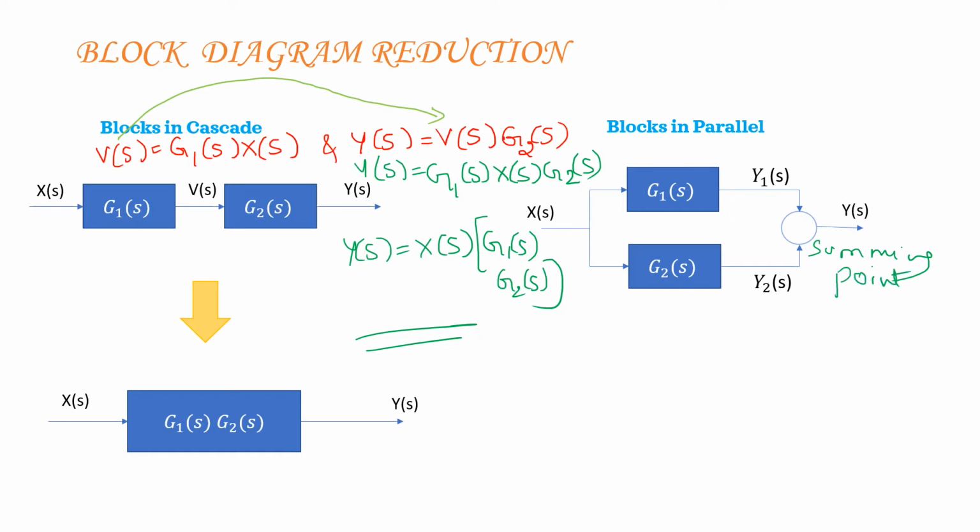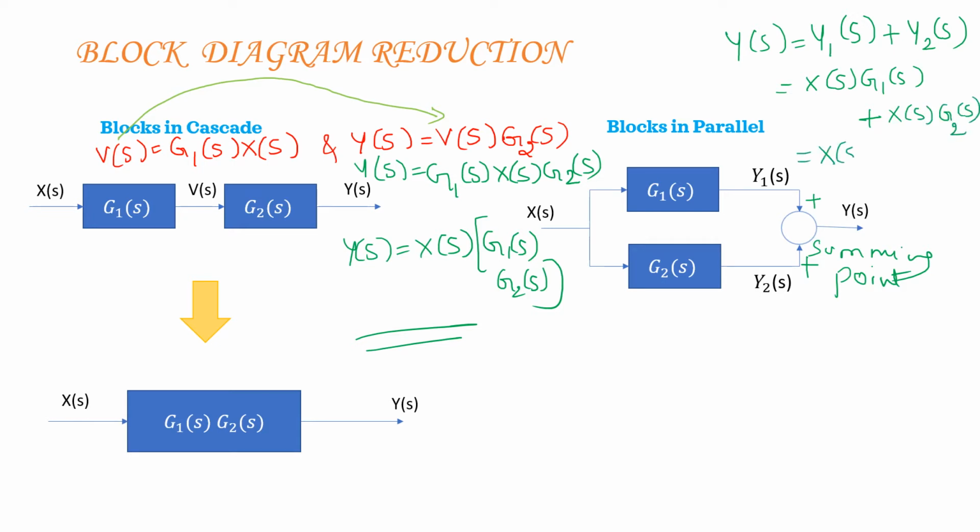Now, by default, if there is no sign given here, we just take it as plus. So what is Y of S? Y of S is equal to Y1 of S plus Y2 of S. Y1 of S is nothing but X of S into G1 of S, plus Y2 of S is nothing but X of S into G2 of S. So we can write it as X of S into G1 of S plus G2 of S.